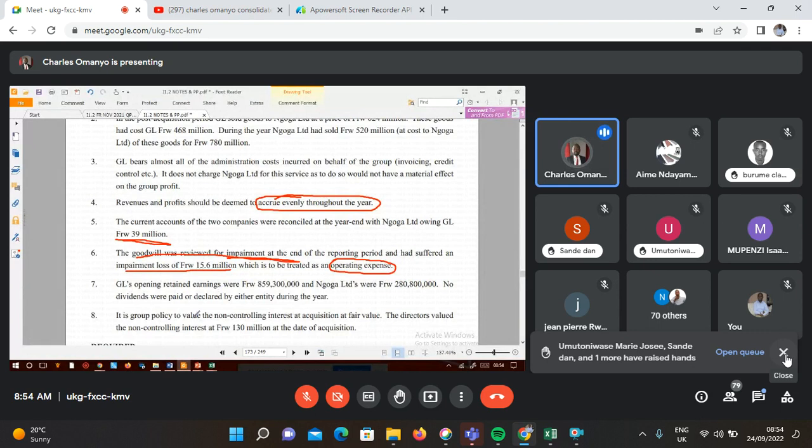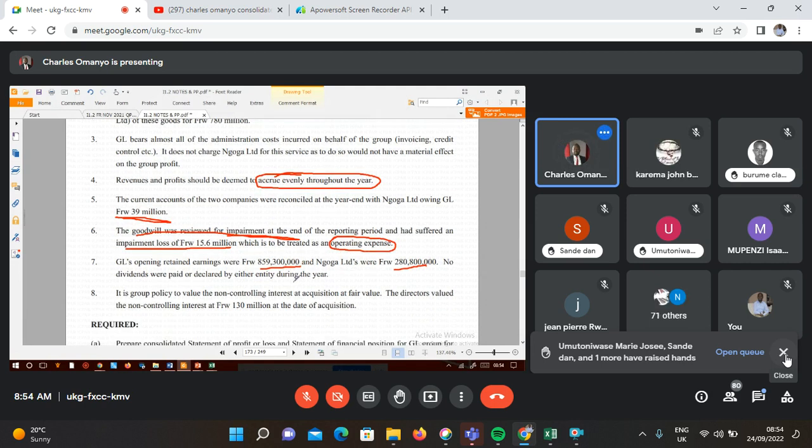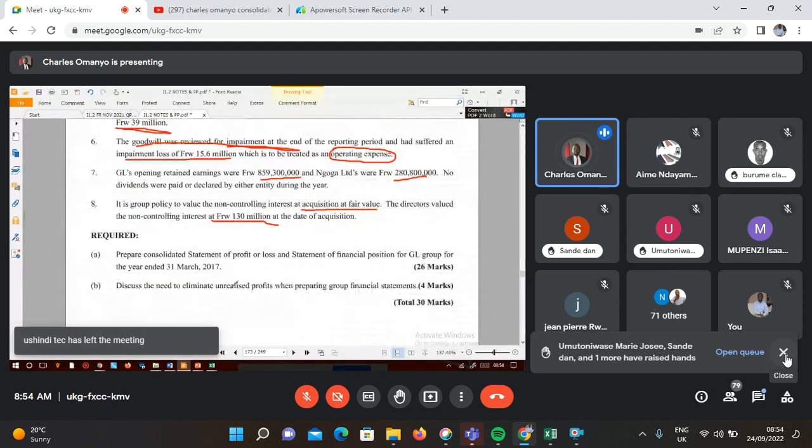Next point, GL's opening retained earnings were that, and Ngonga Limited's were 280. No dividends were paid or declared by either entity during the year. This means that this weekend we have a lot to learn, because all these points I must explain them during this weekend. It is the group's policy to value non-controlling interest at acquisition. Again, this will affect the balance sheet. The directors valued the non-controlling interest at 130 million. So that affects the balance sheet.